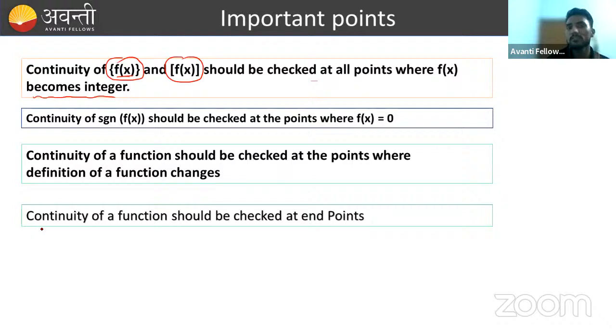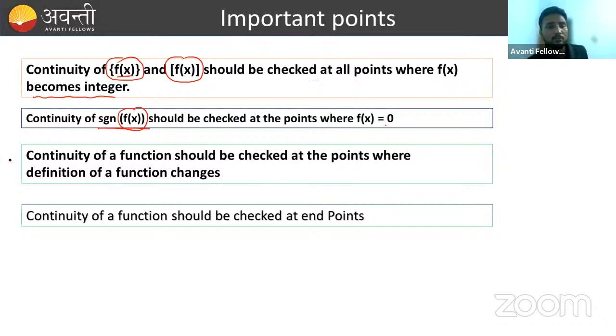So that's why you just be aware that you make sure that you have to check whenever you are getting any kind of signum function. Okay, so in signum function you have to check this function should be always equals to 0. So at those points you have to check the continuity.